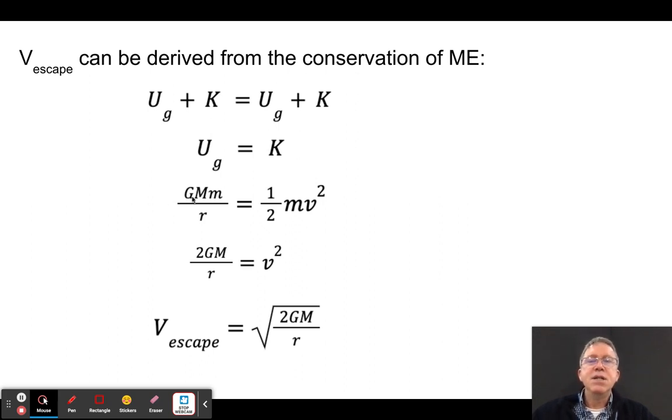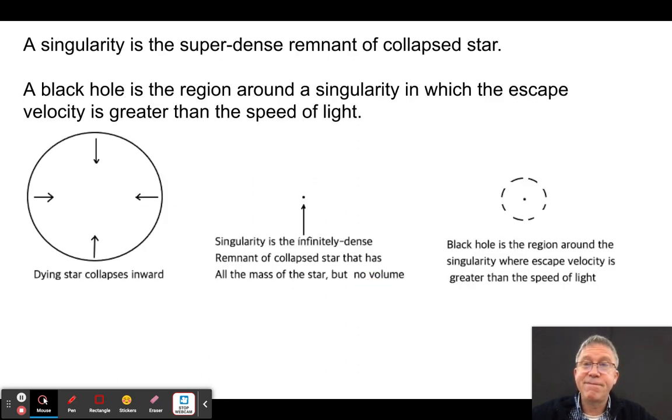So I'm going to say GMm over R, that's the gravitational potential energy, is going to equal 1/2 mv squared. So then I end up saying, all right, let's just multiply by 2. Let's get rid of our little m's. So I get 2GM over r equals v squared. And when I solve for v, I get the formula for escape velocity. It's basically the square root of 2GM over r. Pretty cool. Now let's talk about what this has to do with black holes.